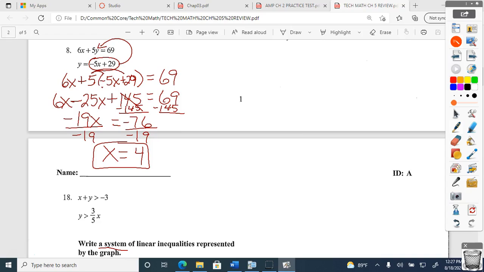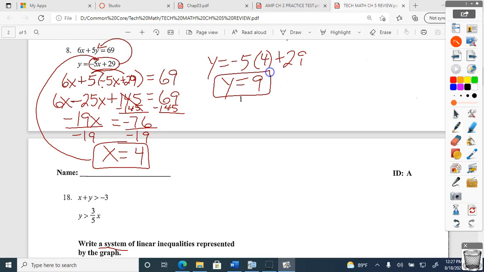X is 4. Take that and substitute it back in to get y. So y equals negative 5 times 4 plus 29. That does equal 9. Negative 20 plus 29 would be 9. Any questions on number 8? Everybody good?